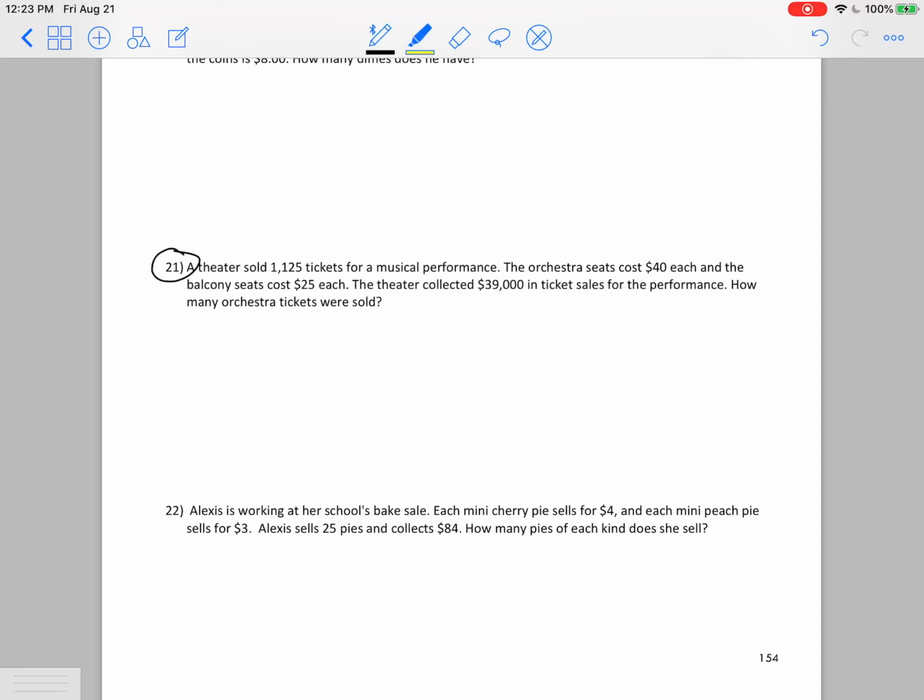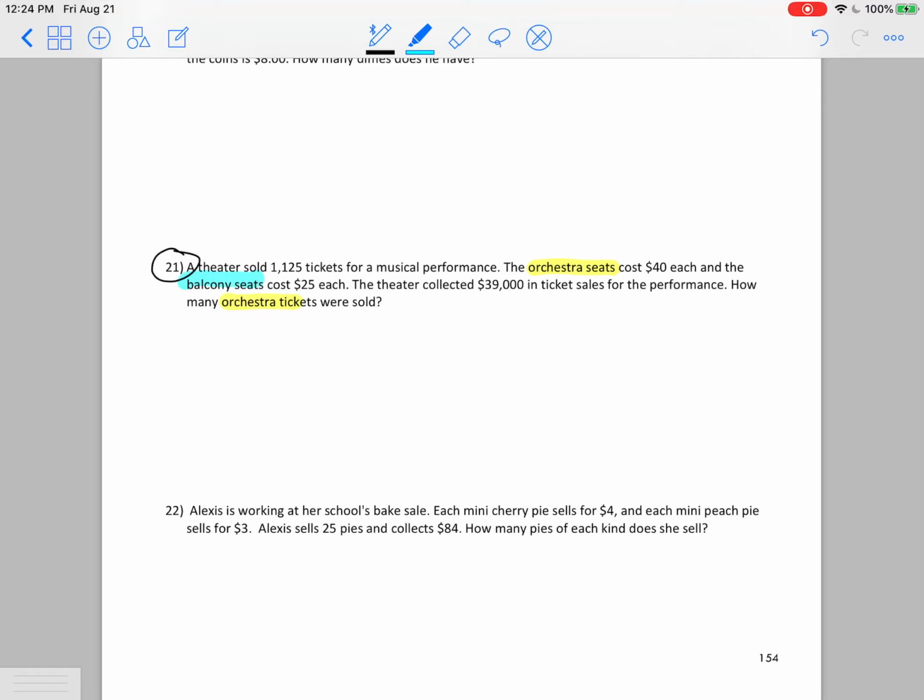So I'm not going to do this problem, and I'm just going to help break it down a little bit. Okay, a theater sold 1,125 tickets for a musical performance. The orchestra seats cost $40 each, and balcony seats cost $25 each. The theater collected $39,000 in ticket sales for the performance. How many orchestra tickets were sold? Okay, so we've got orchestra seats and balcony seats, right? These are our two unknowns. Okay, we need to make sure that we define those.